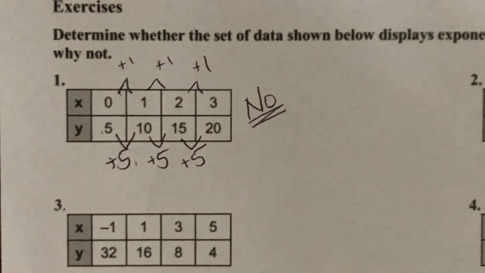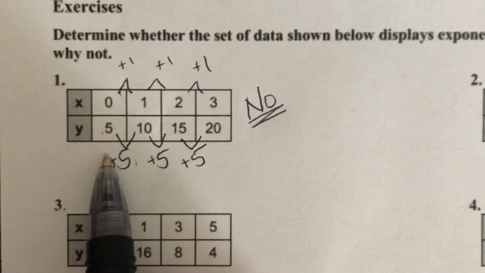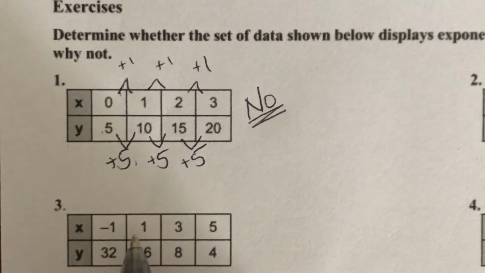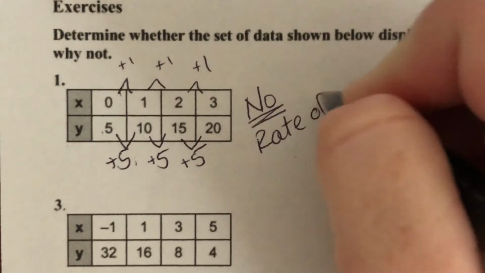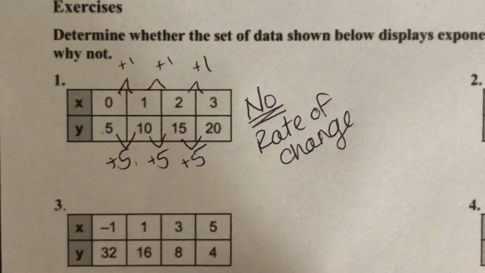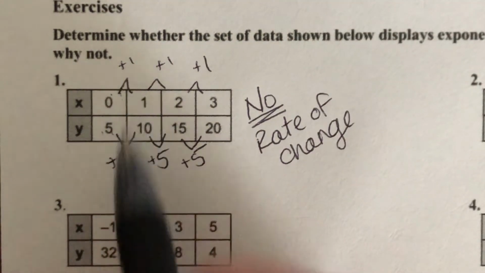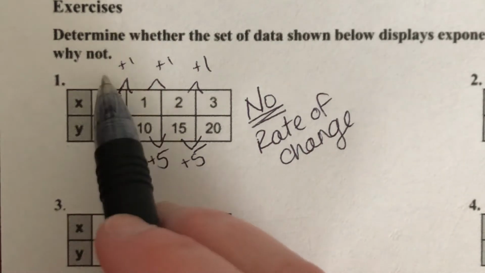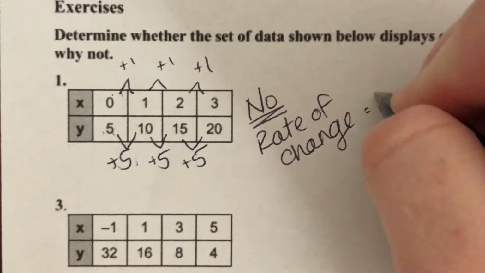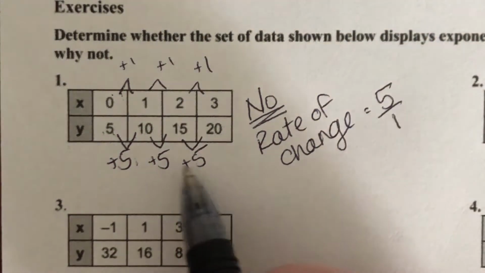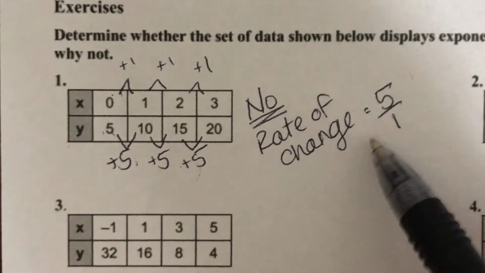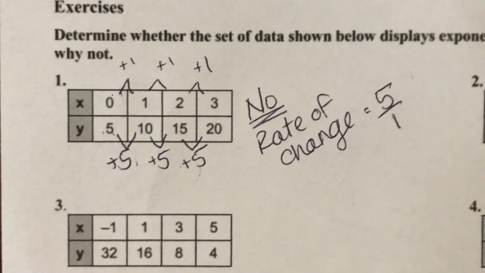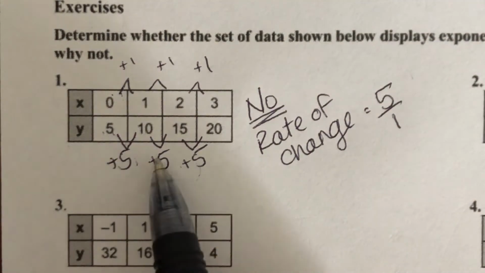Why is it not exponential? Because our y values are increasing by 5. They're going up by 5 units. They're not being multiplied or divided. So our rate of change here, our slope, is change in y over change in x. Our change in y, they're going up by 5. Change in x is going up by 1. So that's 5 over 1. Change in y over change in x. That's our slope. All right, so 5 over 1. If I have a slope, that's a continuous rate of change. It means it's a linear equation, right? Because it's going up, I'm adding 5.